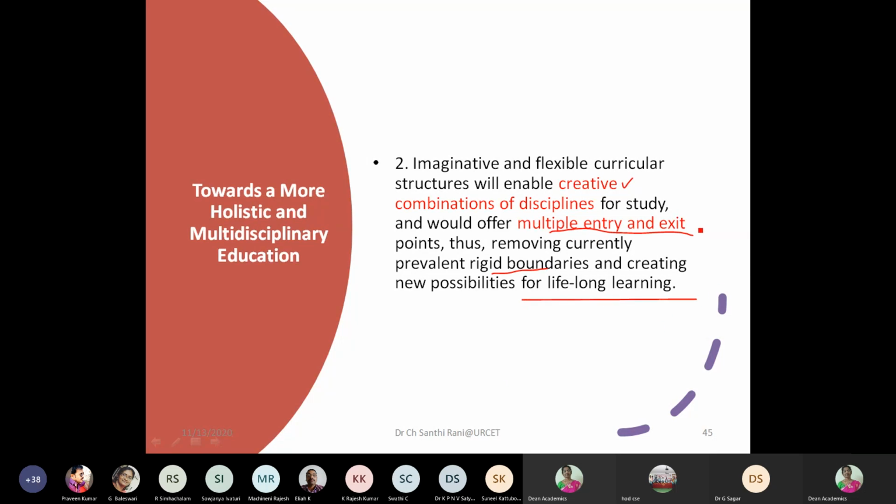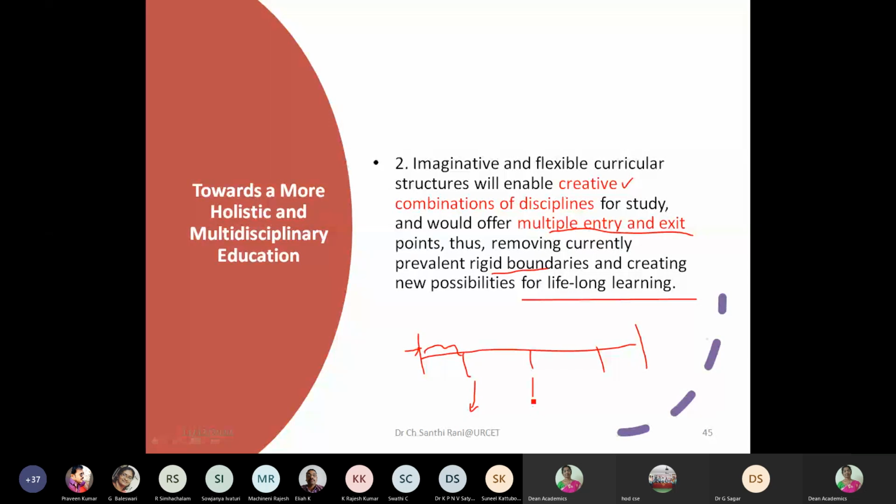Multiple entry and exit. If it is a 4-year BTech course, let us assume, a student enters the institution and has to study 4 years. But after studying 1 year, if he wants to go out of this institution for his livelihood or some other reason, we are going to encourage him. So after 1 year we can give some vocational degree certificate, some certificate.